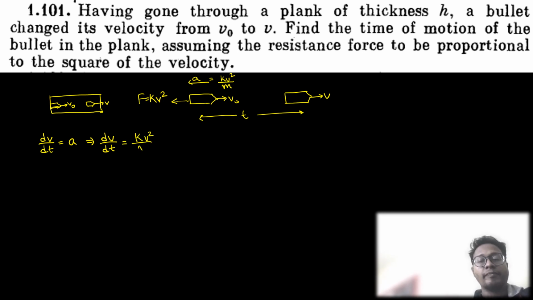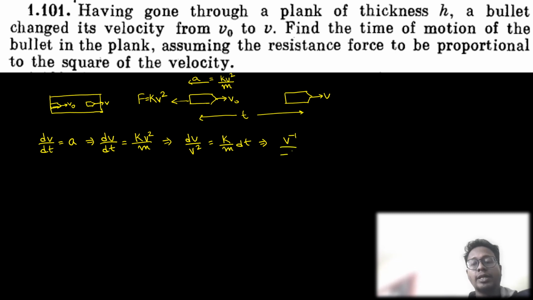Kv square by m. Or let's send dv by v square is equal to k by m dt. Just send this v square down here, dt right here. If you integrate this, it is nothing but v to the power minus 1 by minus 1, plus some constant, is equal to k by m t.